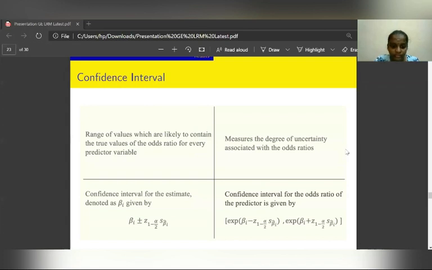The confidence interval for the estimates is denoted as beta i and is given by beta i hat plus minus z 1 minus alpha over 2 times the standard error, while the confidence interval for the odds ratios of the predictor is obtained by exponentiating the confidence interval for the estimate.